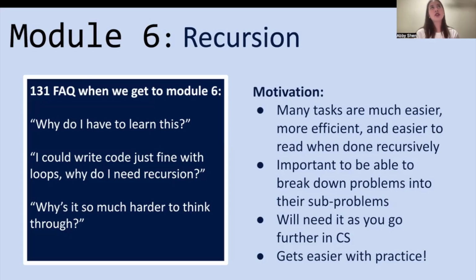And to answer some of those questions and also give motivation for why we want to be doing recursion at all, I think the first thing is that many tasks are much easier, more efficient, and easier to read when done recursively. So I think in some of the examples and in Studio, there are some examples where honestly a for loop is totally fine and a for loop is maybe even better. But there are some problems where each step really does depend on the next step, and so it's an inherently recursive problem that is best tackled and easiest to read when done with recursion.